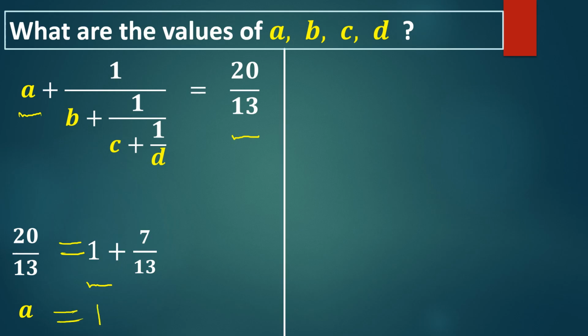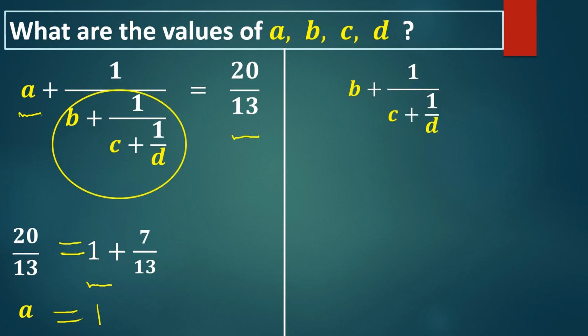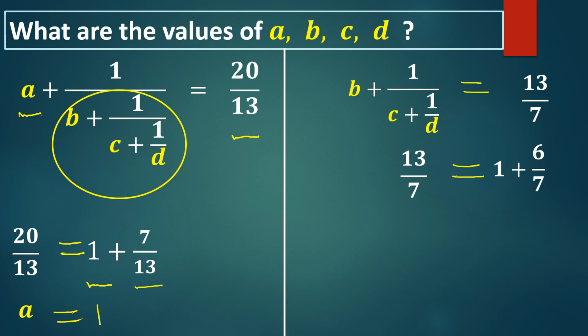Next, the denominator of the fraction, this B plus 1 over C plus 1 over D, is equal to the inverse of this fraction. So it is equal to 13 over 7. Since 13 over 7 expressed as a mixed fraction is equal to 1 plus 6 over 7, it follows that the value of B is equal to 1. So B is equal to 1.